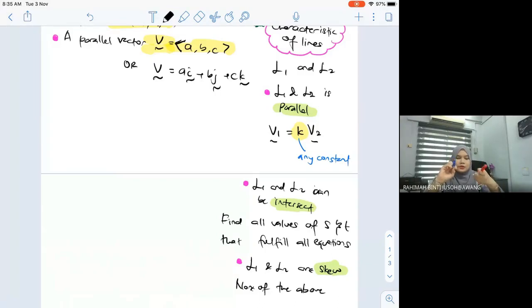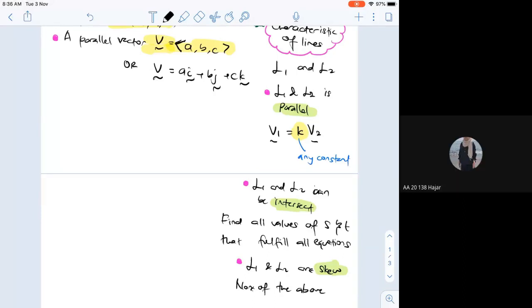Next, skew. Characteristic number 3, we have the skew position. Skew means the lines L1 and L2 are not parallel and do not intersect. Dia tak parallel dan dia tak intersect. For example, like this. Nampak yang ni menghadap ke sana, yang ni menghadap ke depan. Dia tak intersect, dia tak bersentuh dan dia juga tak parallel. It's something that looks like this. Can you understand all of these 3 characteristics?